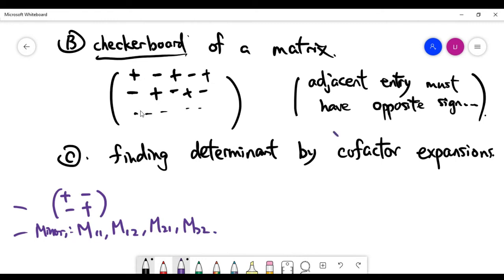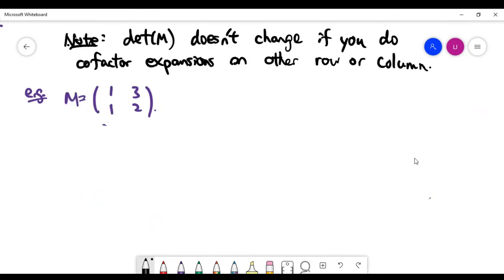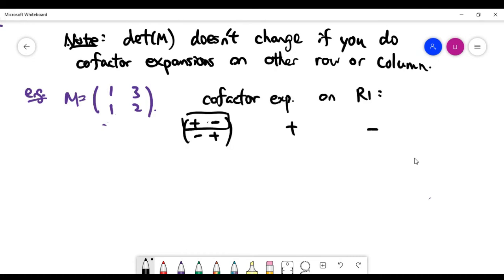And building block C is about finding the determinant by our method. We call it a cofactor expansion. I'd like to note that the determinant formula does not depend on the row or the column you choose for the cofactor expansion. And let's do the first one, the cofactor expansion on the first row. You see, the first row means you should have two terms like this, and the first term is the product of the matrix entry with the minor at that position, and similarly for the second term.